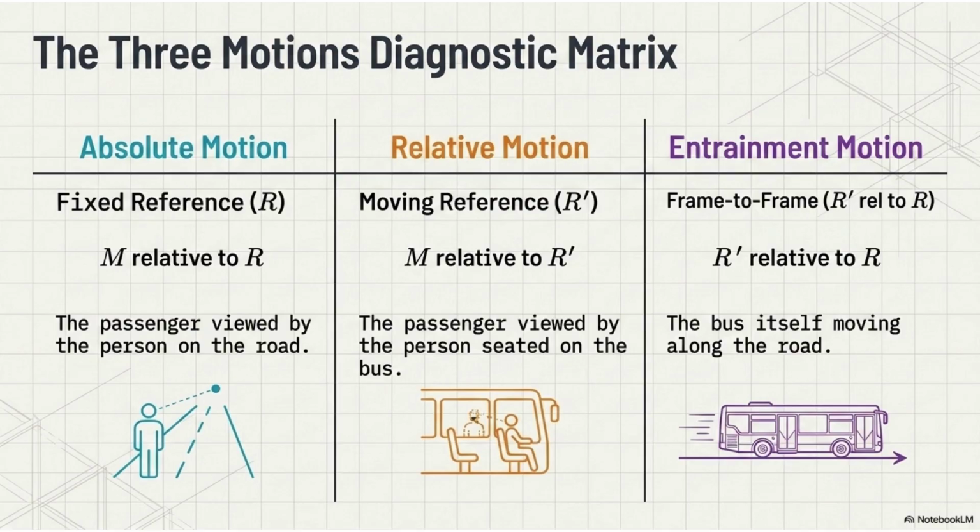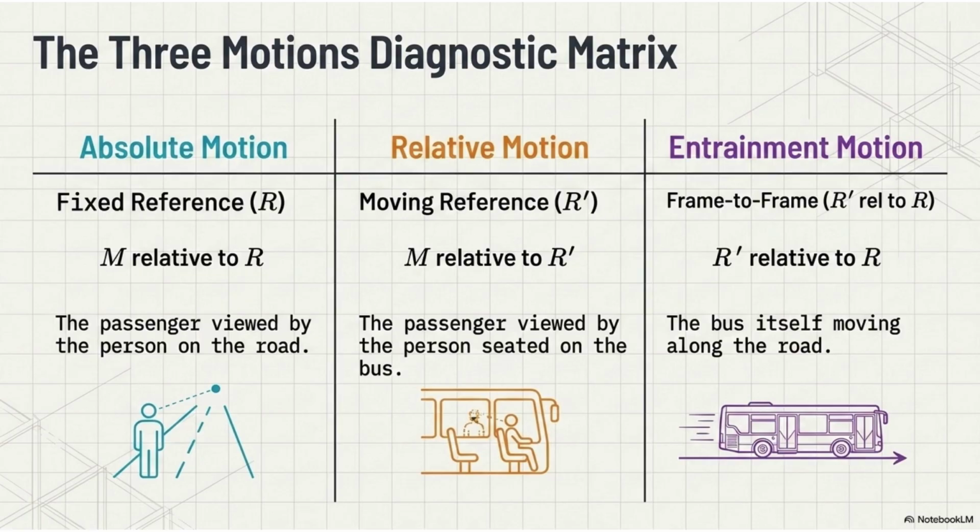The second is relative motion. Here, we use the moving reference frame R', and we describe the motion of M relative to R'. This corresponds to observing the passenger from inside the bus. The third is entrainment motion, sometimes called the motion carried by the moving reference frame. This describes the motion of the moving frame R' itself relative to the fixed frame R.